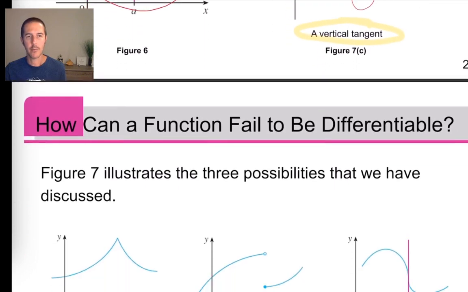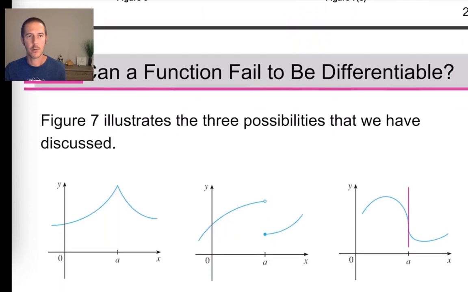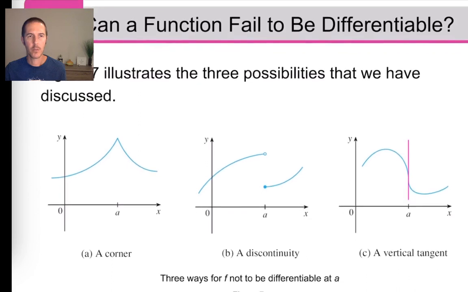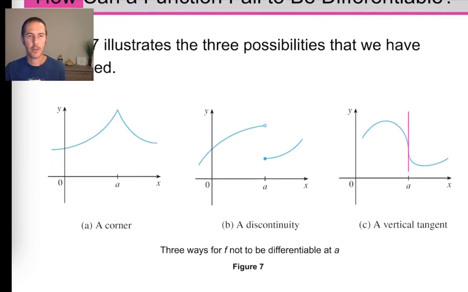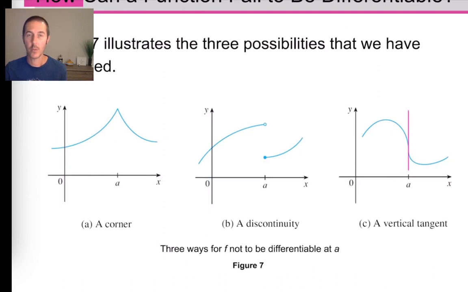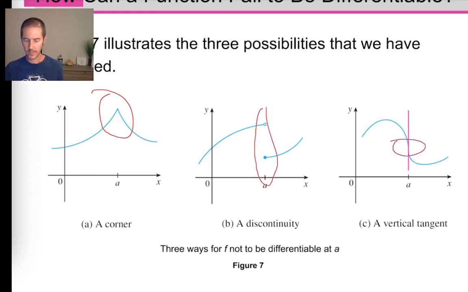In order to have a tangent line with a slope that is positive or negative infinity, we would have to be dividing by 0. And we know that division by 0 usually returns an answer, so to speak, of undefined. So here are the three different scenarios. If you have a sharp corner, if you have a discontinuity, or if you have a vertical tangent line, we will say that the function is not differentiable. That should be in your notes.